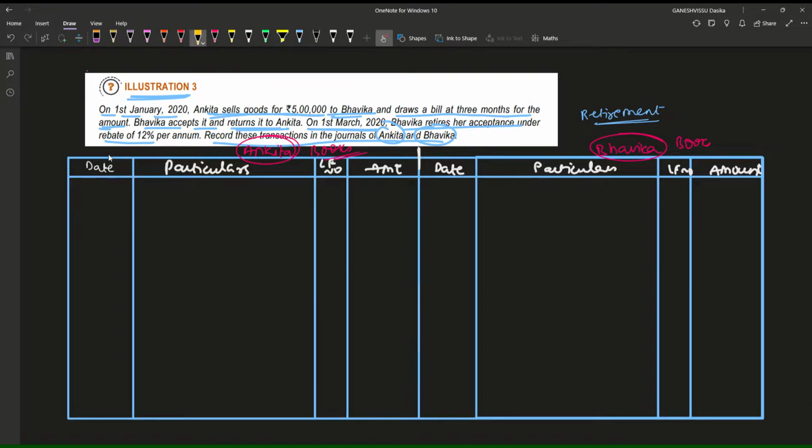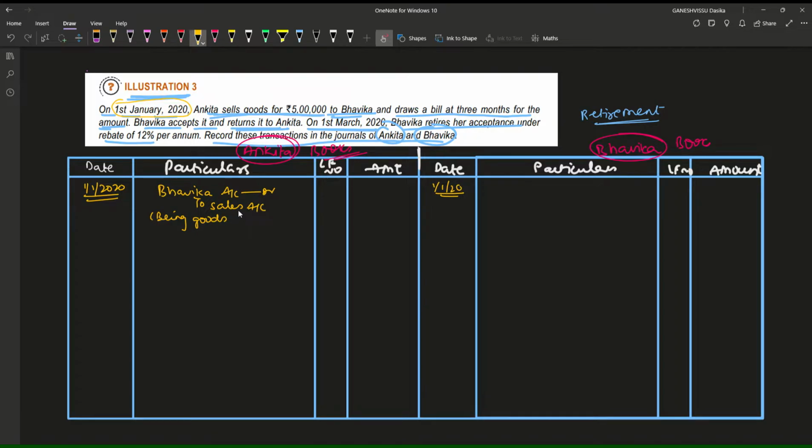Okay, let us have some the smaller one. So what has happened here? On 1st January 2020, Ankita sold goods to Bhavika. So what can we write in the entry? 1/1/2020. So on 1/1/2020, what will Ankita be writing? She sold goods to Bhavika, right? So she writes the entry that Bhavika account debit to sales. Bhavika account debtor to sales. Okay, being goods sold on credit.